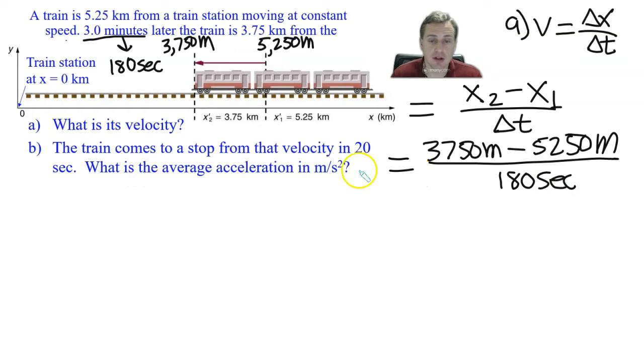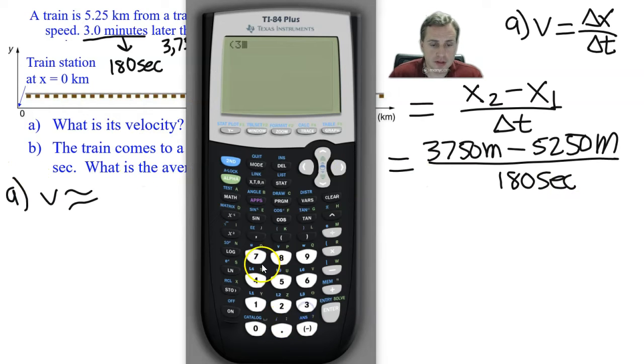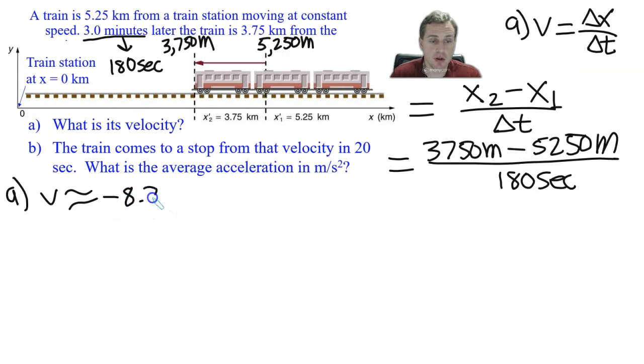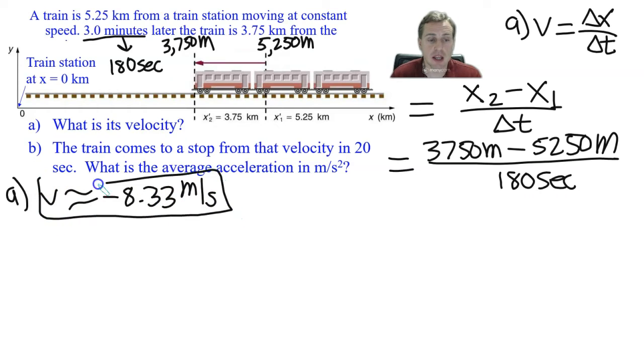So let us calculate this. 3,750 minus 5,250, and we'll divide that all by 180. So we get about negative 8.33 to 3 significant digits, negative 8.33 meters per second.